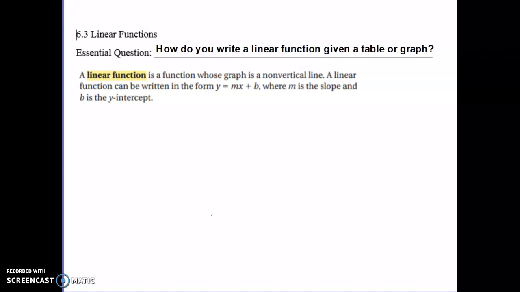A linear function is a function whose graph is a non-vertical line. A linear function can be written in the form y equals mx plus b, where m is the slope and b is the y-intercept.